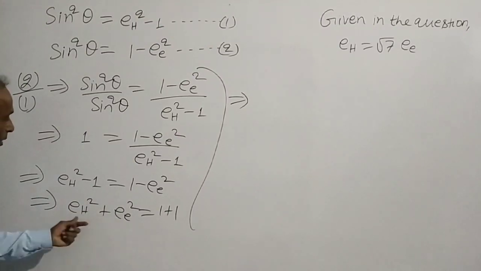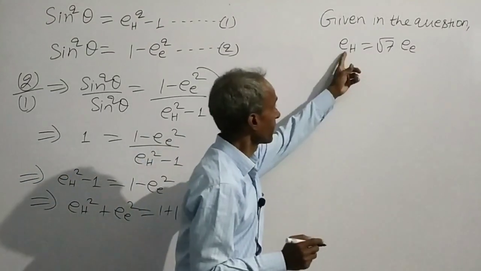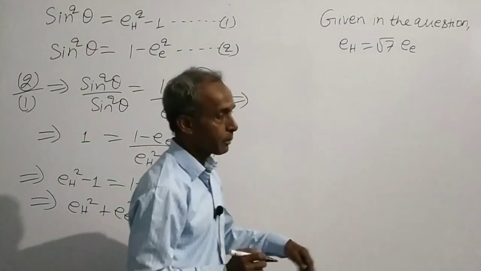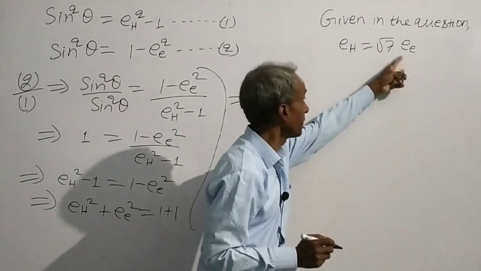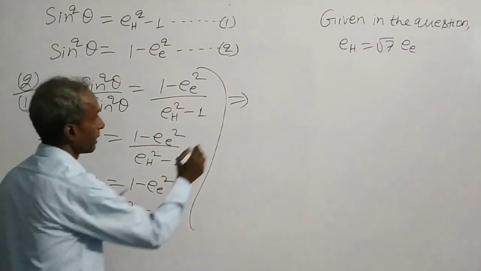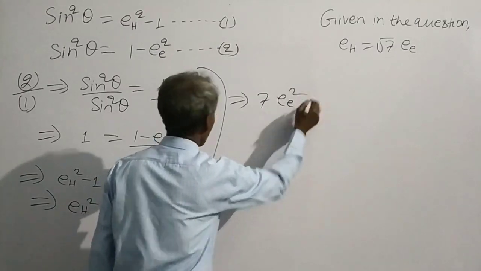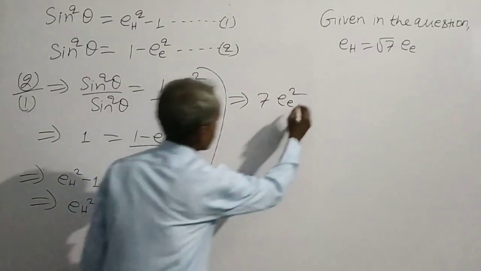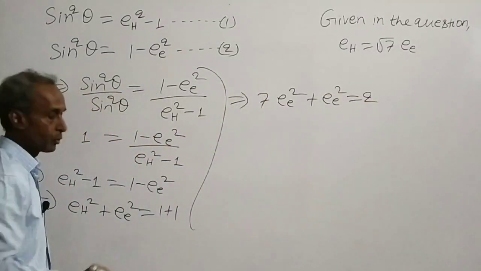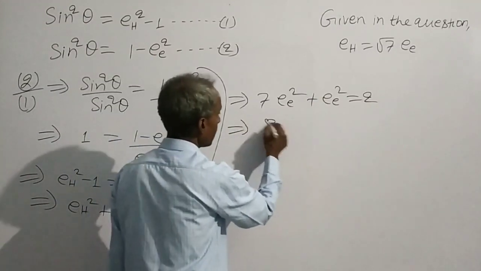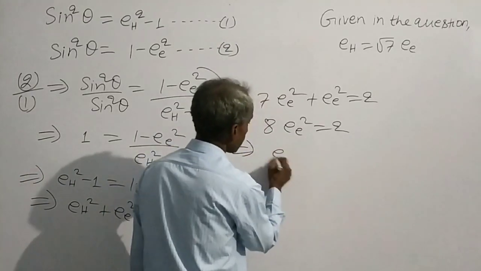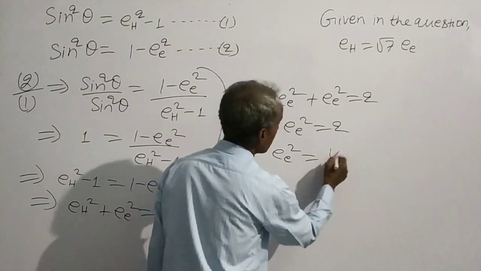But in the question it is given that eh is equal to root 7 times e. Therefore, writing root 7 e in place of eh, eh square will be 7 e square, plus e square is equal to 2. This implies 8 e square is equal to 2. This implies e square is equal to 1 by 4.